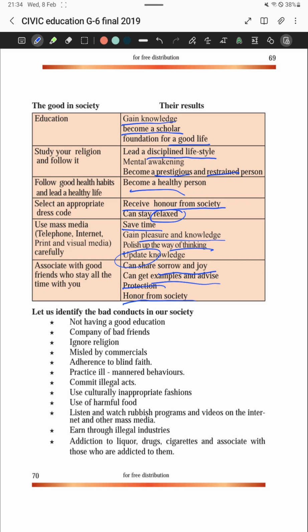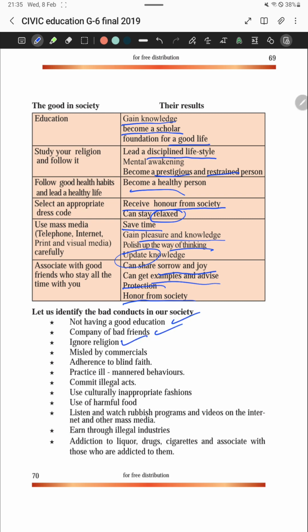You must know that. Not having good education will be a problem. Then there will be many troubles or conflicts in the society, and company of bad friends. That means you are having friendship relationships with bad friends. Definitely you will be affected badly by those people. And also ignoring religion is a problem in the society.